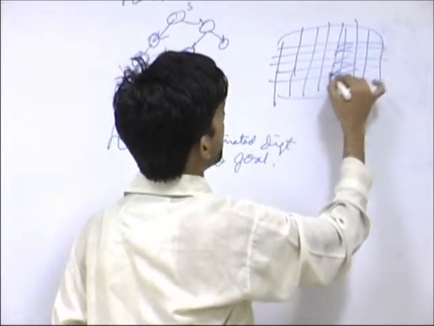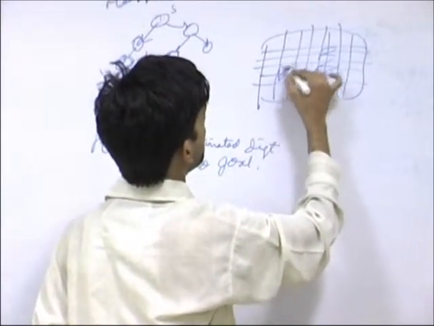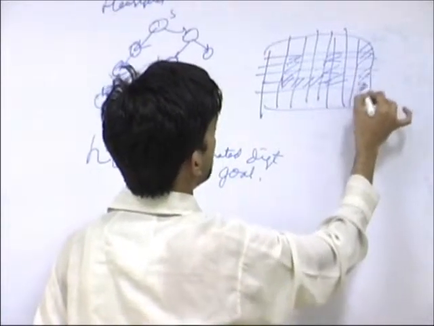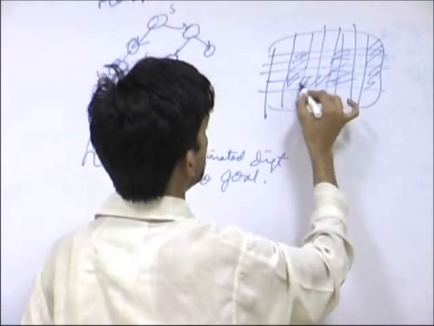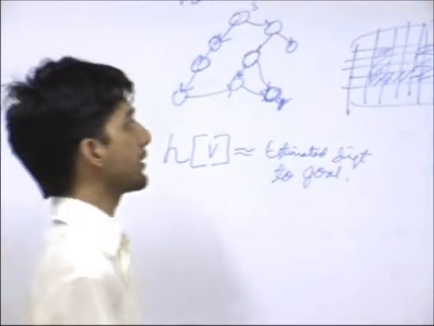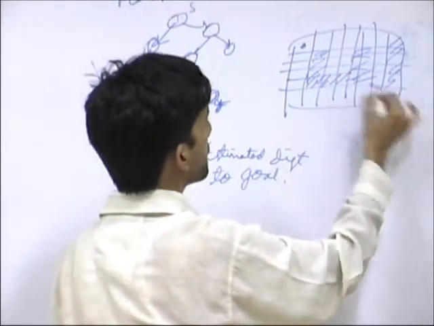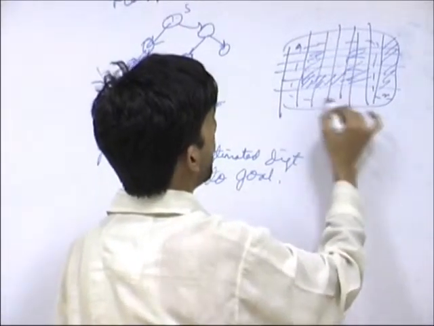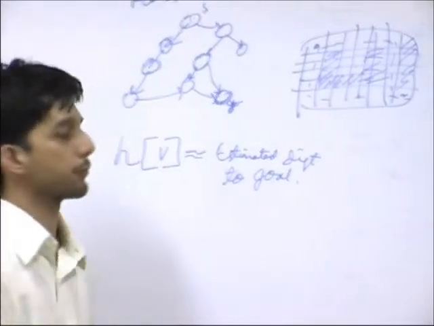Let me say these points are not allowed, these are not allowed, these are not allowed. And let me say there is again a blockage over here and a blockage over here. I need to find a path from source to goal, which clearly these two.